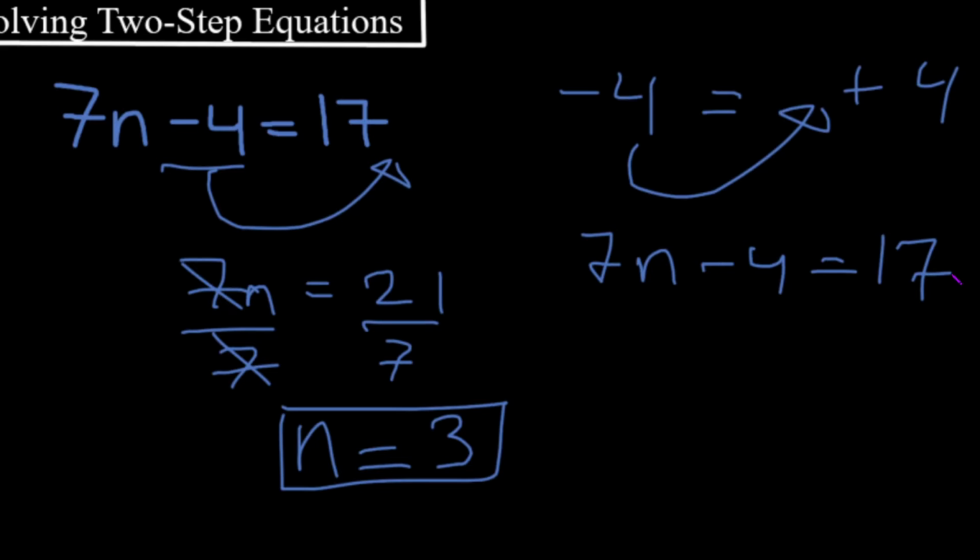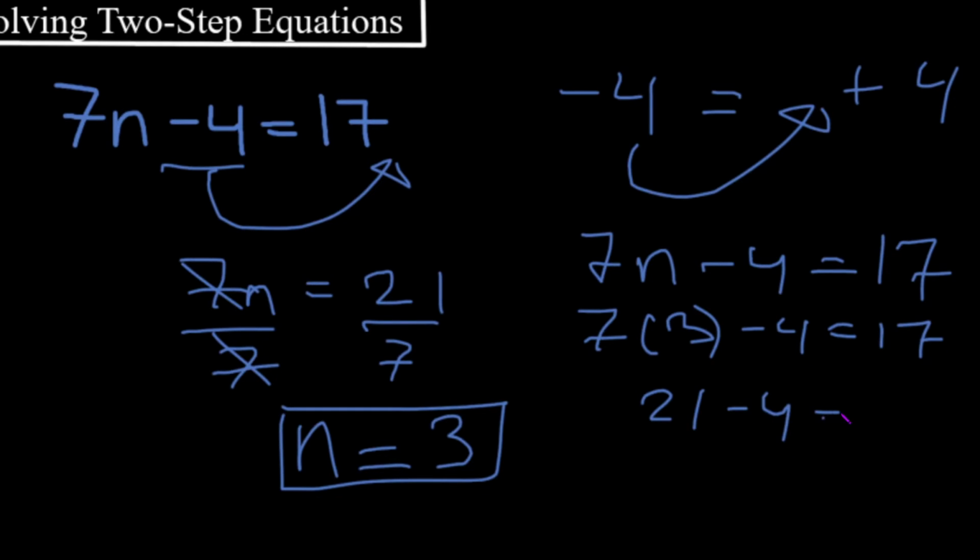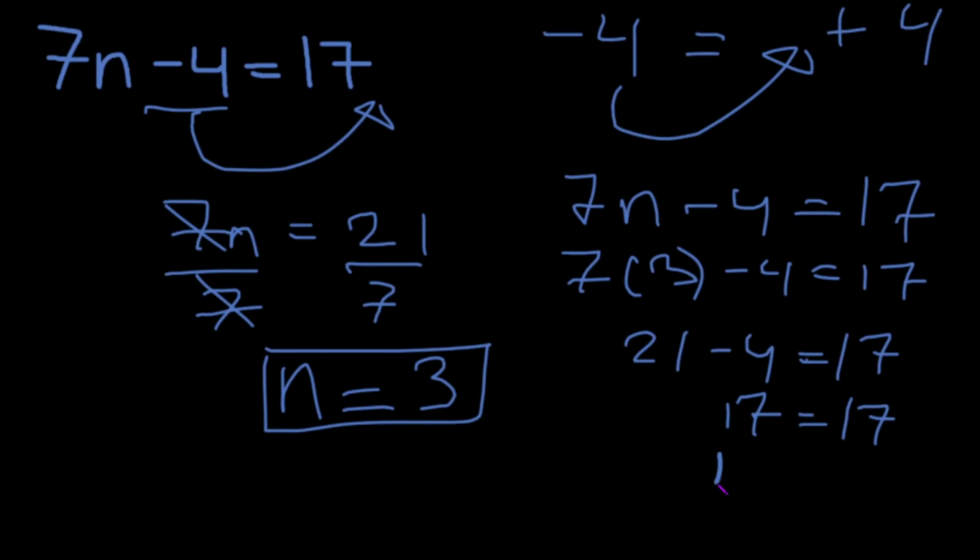This means that you would substitute your n variable. So right here I would put 3 in. And you would solve the left-hand side, solve the right-hand side, and they should equal the same. And if they do equal the same, that means you did the question right. So let's do that right now. We have 7 times 3, as we found 3, minus 4 is equal to 17. 7 times 3 is 21, minus 4 is equal to 17. 21 minus 4 is 17, is equal to 17. So as you can see, the left-hand side is equal to the right-hand side. So we know it is correct.